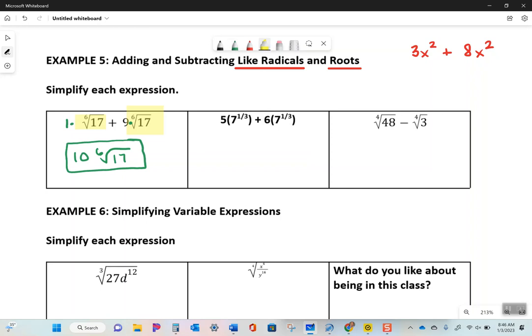Same game right here. 7 to the 1/3 power. That's a like term. 7 to the 1/3. So how many 7 to the 1/3 do you have on the left? 5 of them. How many 7 to the 1/3 do you have on the right? You're multiplying them by 6, right? So this is really going to simplify to 11 times what?